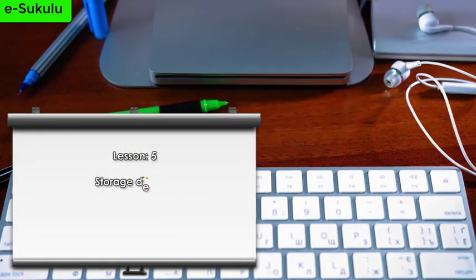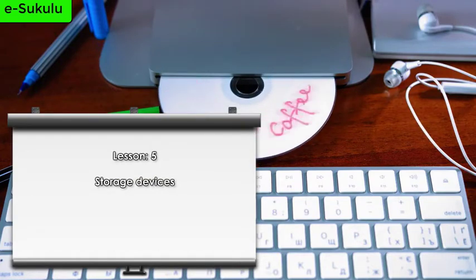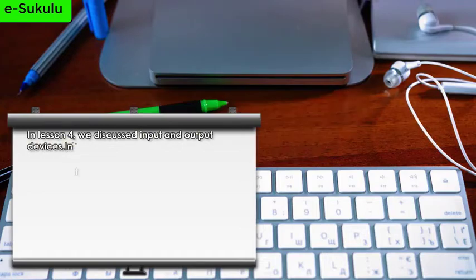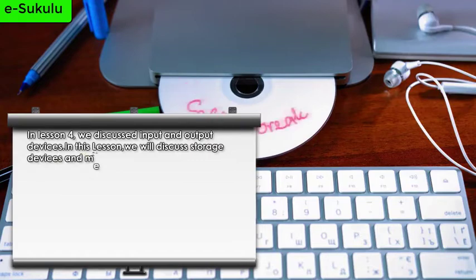Lesson 5, Storage Devices. By the end of this lesson, you should state and describe storage devices. In Lesson 4, we discussed input and output devices. In this lesson, we will discuss storage devices and media.